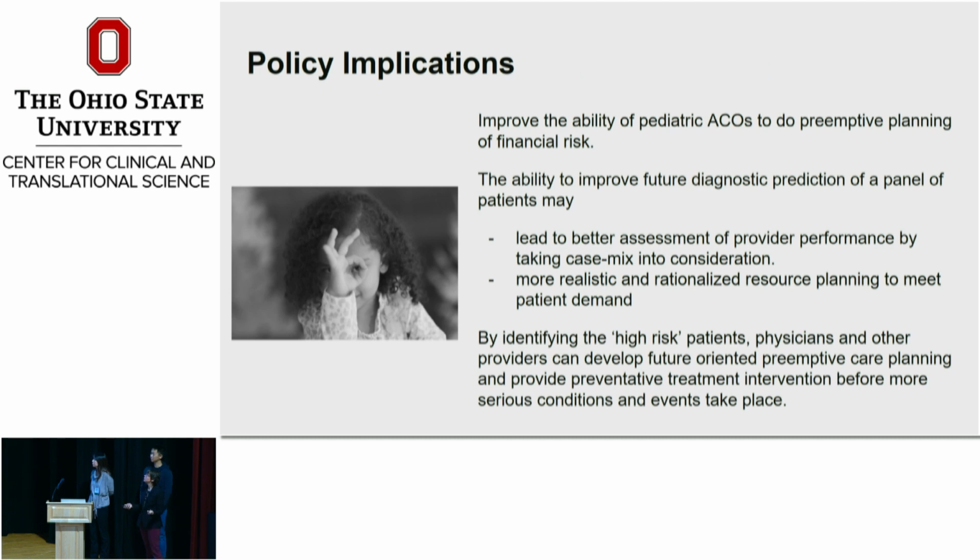The policy implications: we want to improve the ability of pediatric ACOs specifically and other managed care organizations generally to do preemptive planning for financial risk. The ability to improve future diagnostic prediction can lead to better assessment of provider performance, better patient mix considerations when you're talking about pay for performance metrics, and more realistic resource planning if you can identify more accurately the higher cost patients. That can allow for the very practical care coordination and the types of interventions on complex patients that keep them healthy and reduce adverse events.